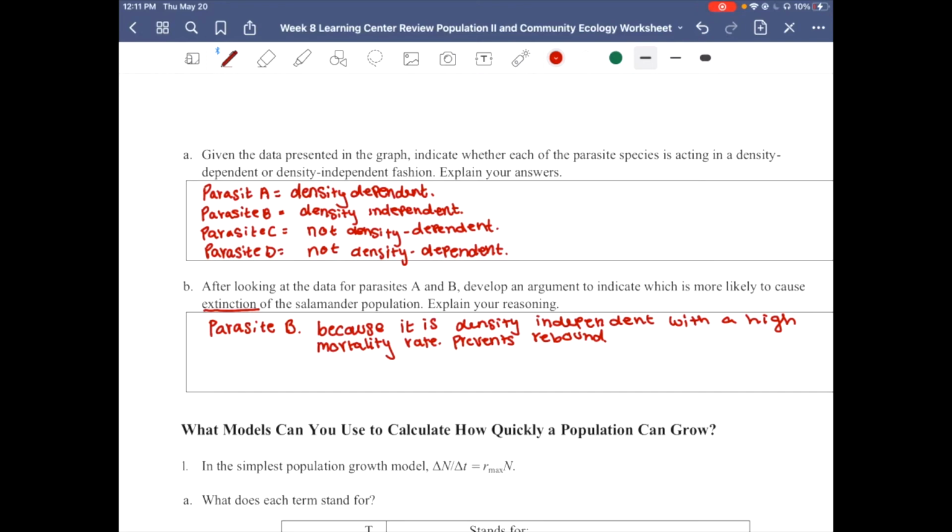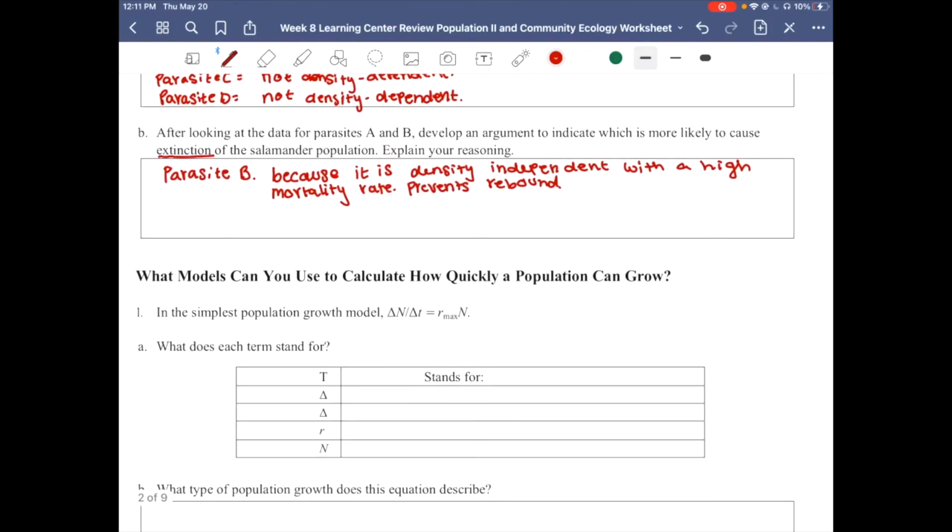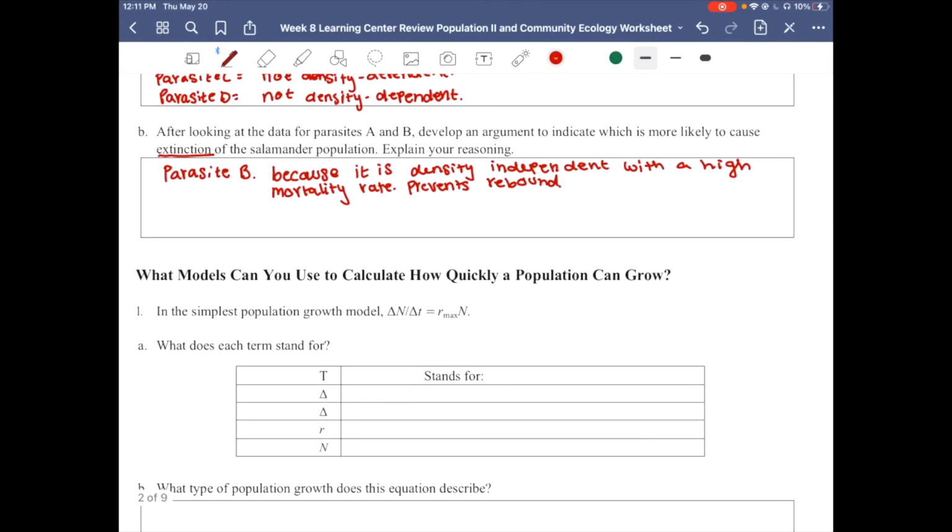All right, next we're going to be looking at population models that we can use. Here I'm just going to be defining each term. Population can be modeled using this equation right here, typically. I'm just going to be defining the variables. We know that the triangles are going to be change. So the change next to the N represents the change in number of individuals.